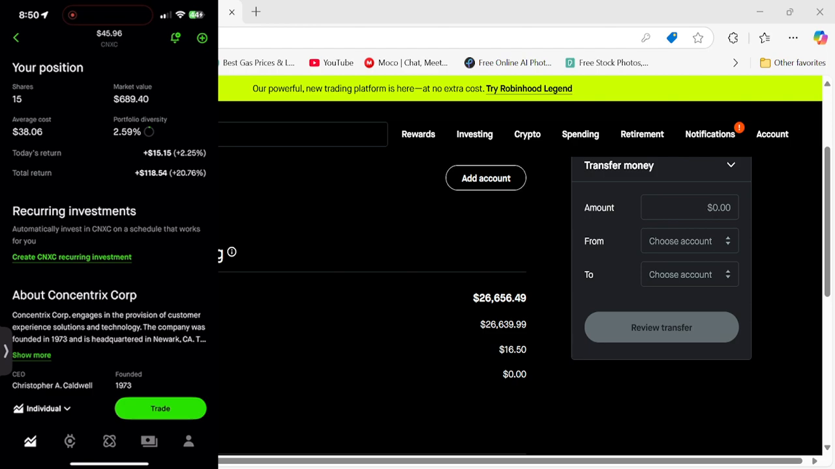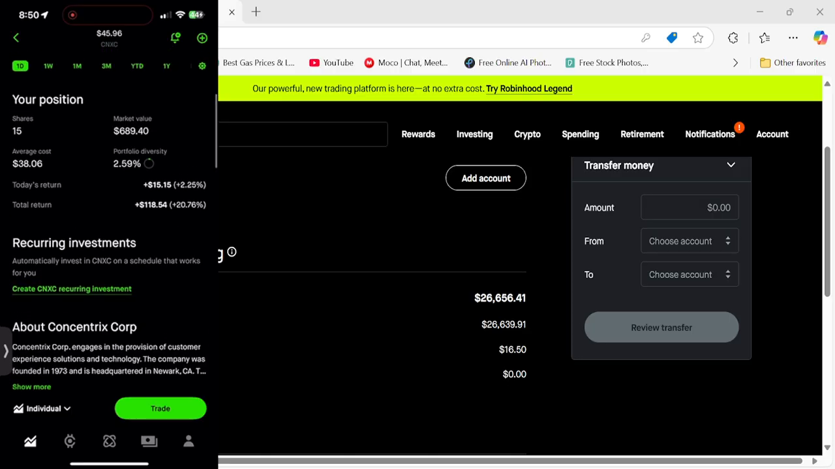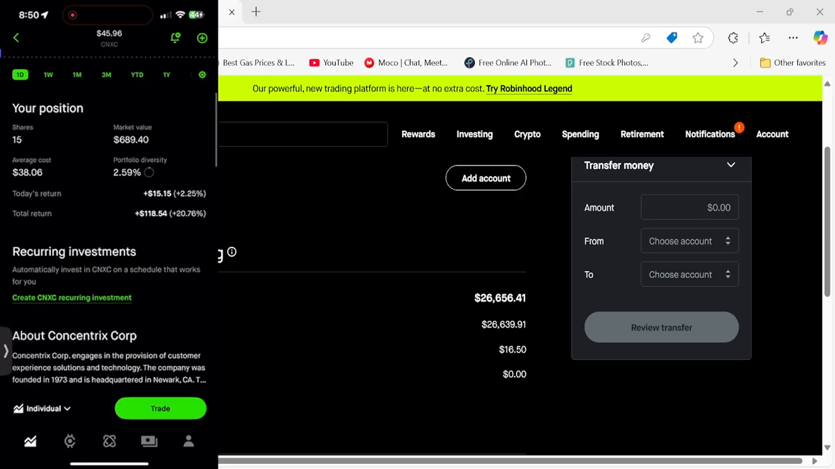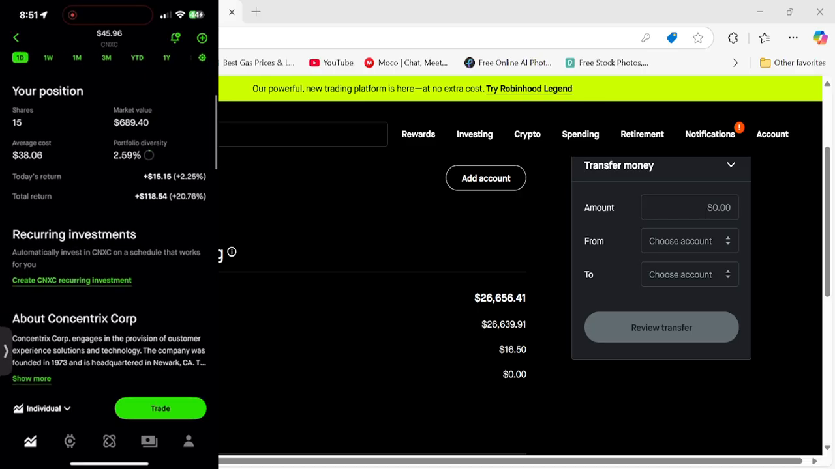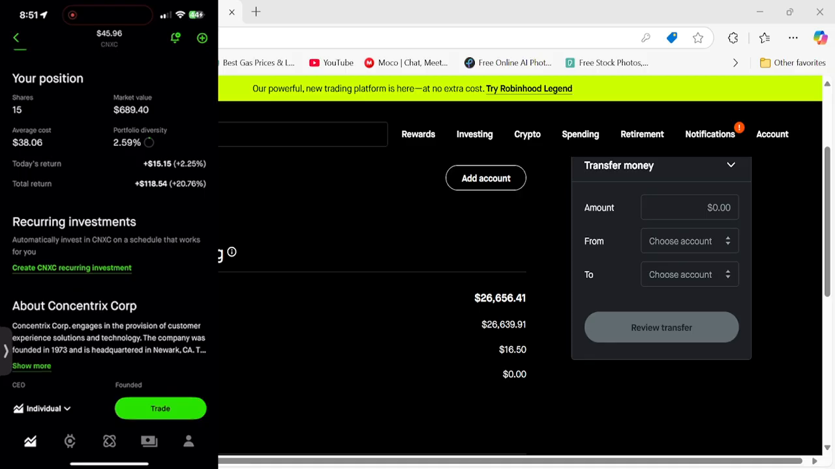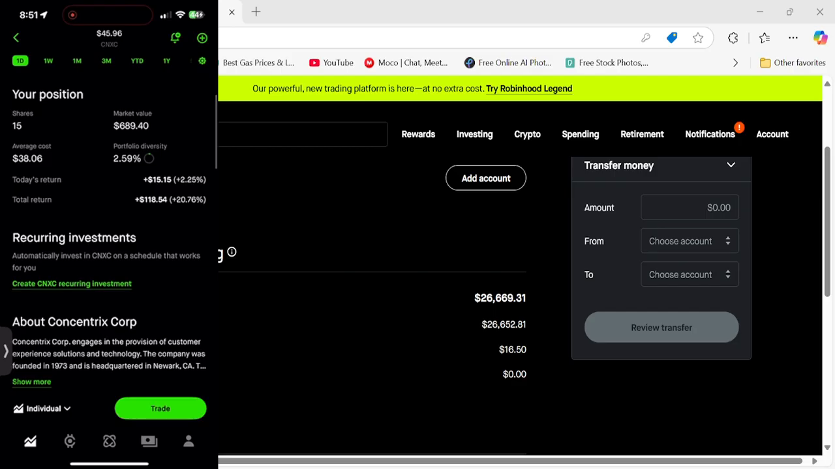The total return I've got from the stock is $118.54. I'm sorry, so $118.54 is the total return that I've got. I paid $38.06 per share. Above that, you can see that, if I paid $38.06 per share, this basically went up about $8 a share, multiplied by the 15 shares, and that is the total of $118.54 that you see right there.